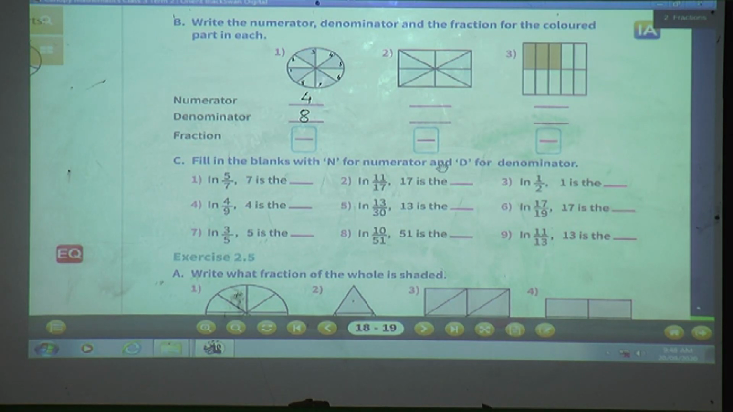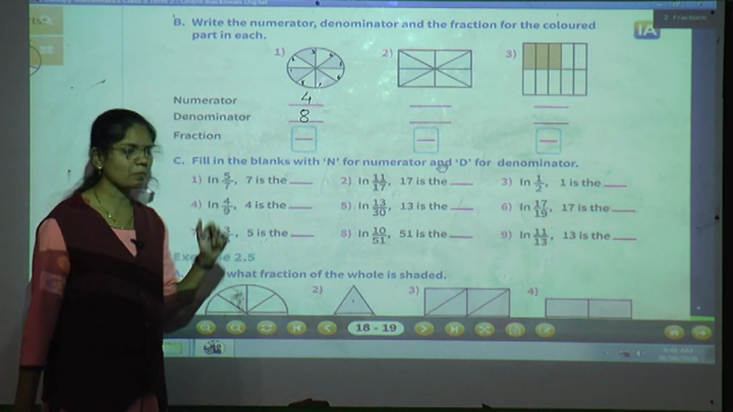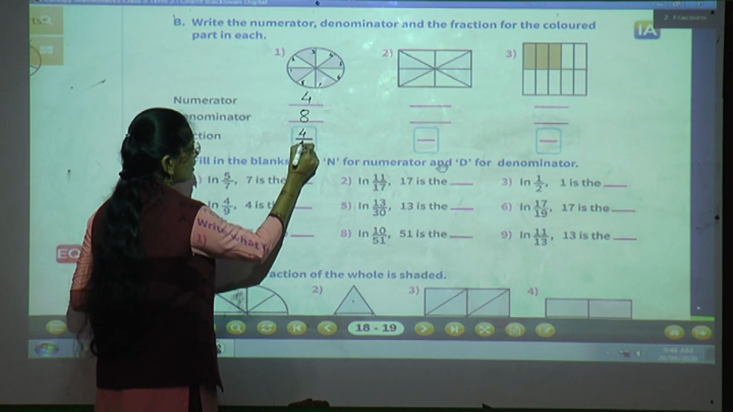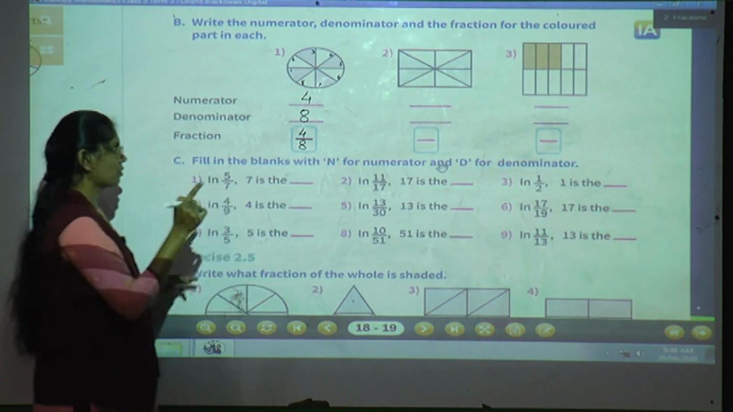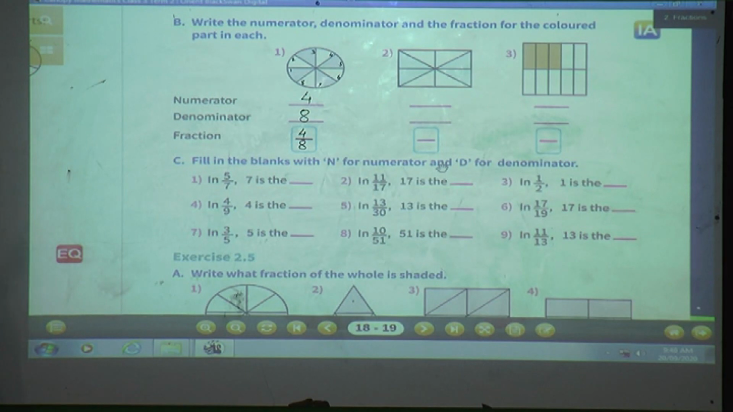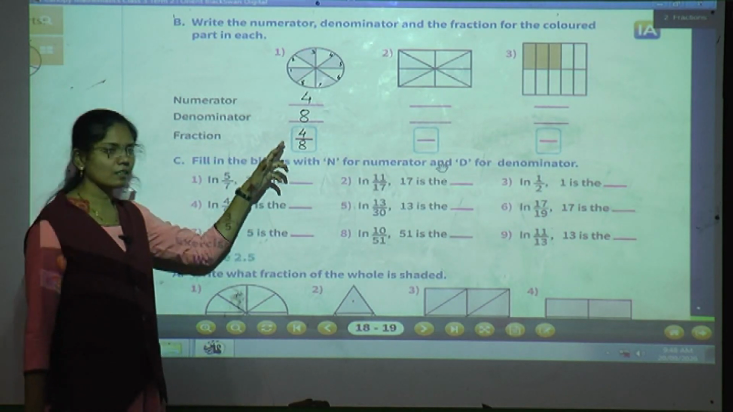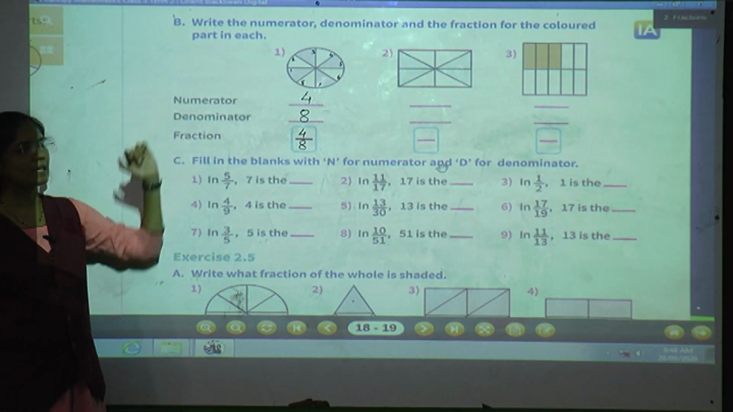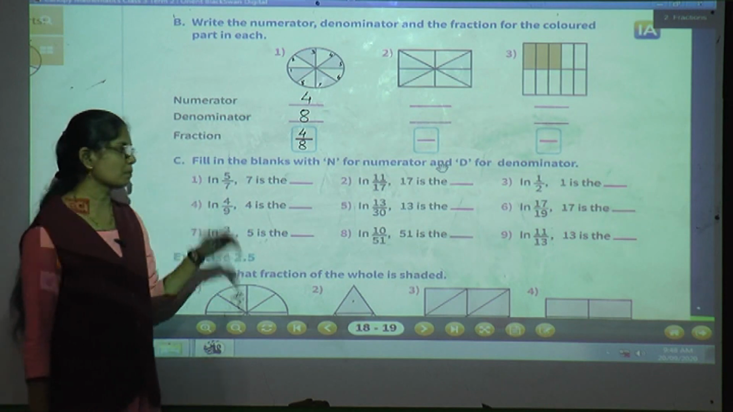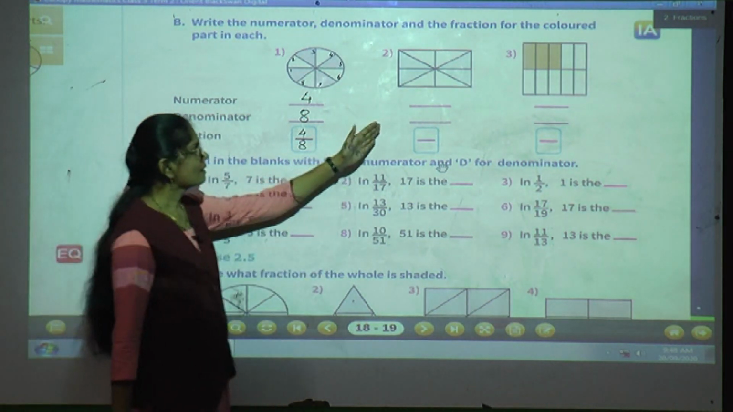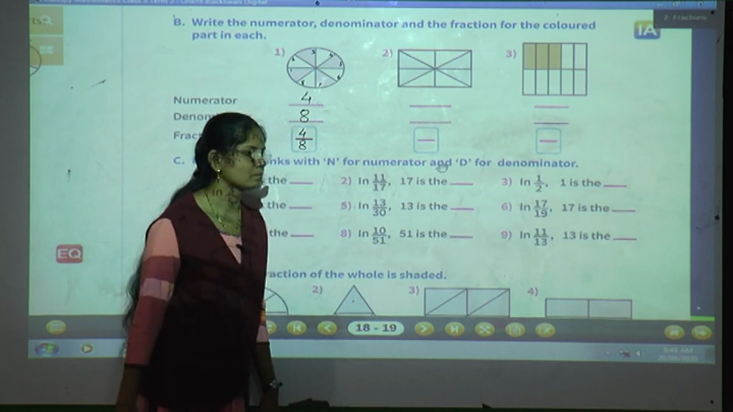Now we have to write the fraction. Fraction means what? Numerator by denominator. Now in this example, numerator is 4 and the denominator is 8. So what is the fraction? 4 by 8. It is a fraction of the shaded part, or colored part. Clear this? Okay. Then see the next example.